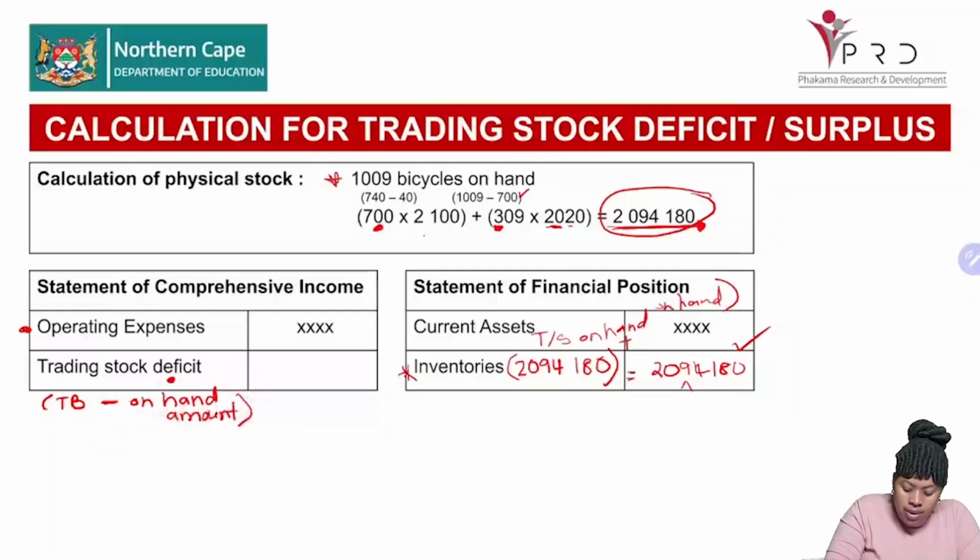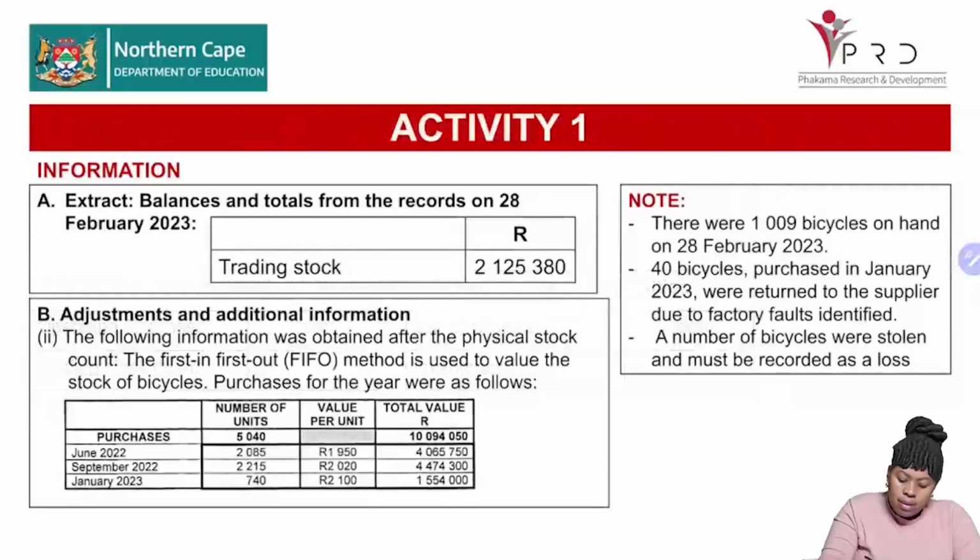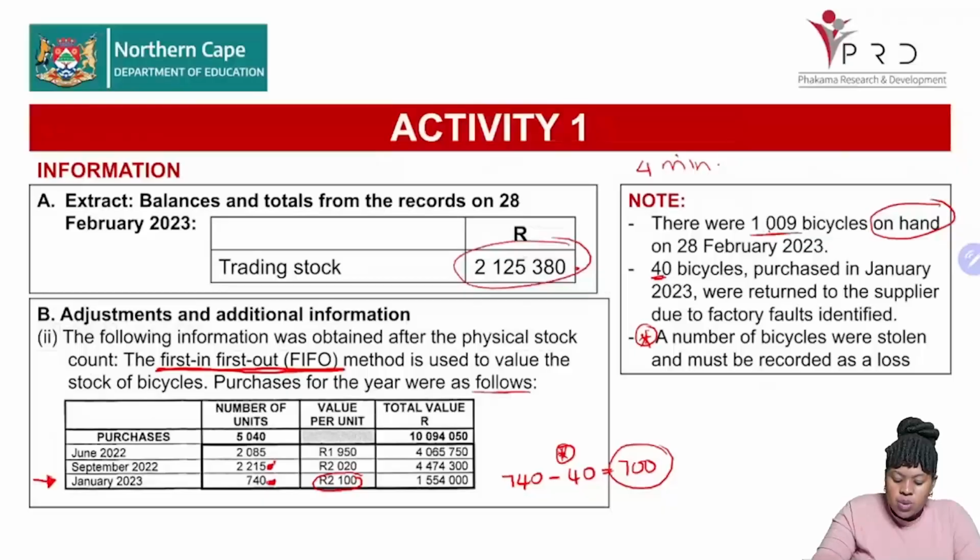So I already have my on-hand amount, 2,094,180, and then I quickly go and check my balance over here, 2,125,380.